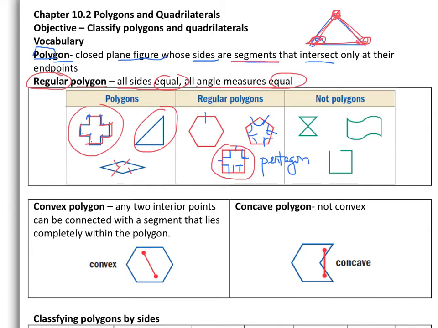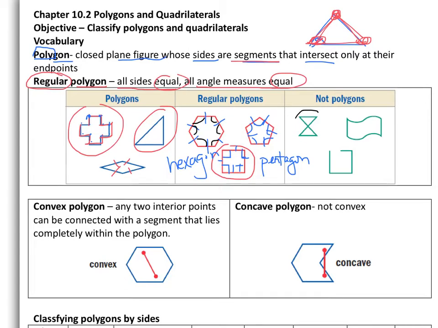And now we have a hexagon. 6 equal sides with 6 angles of equal measures.